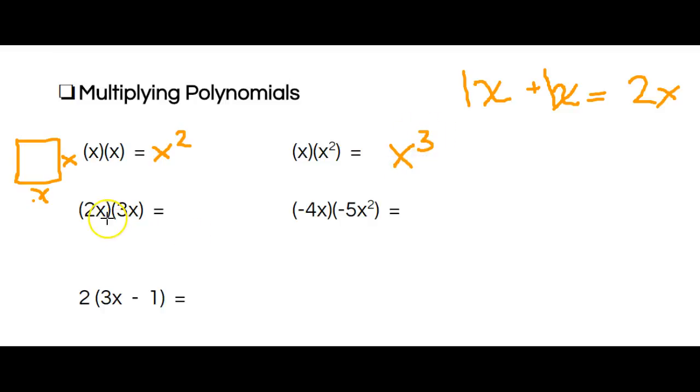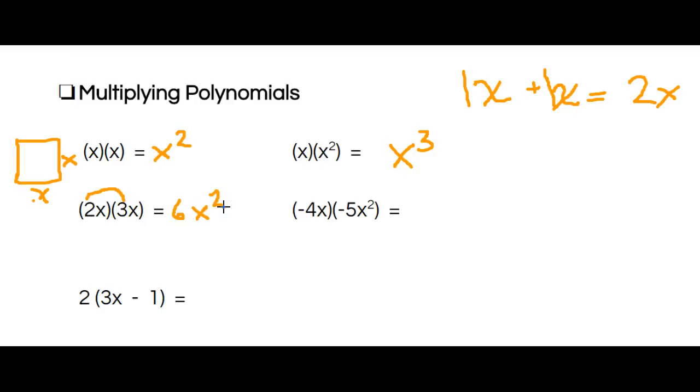Okay, so now sometimes these polynomials might have coefficients, right? So I need to multiply the coefficients with the coefficients. So 2 times 3 gives me 6. And then x times x gives me x squared.